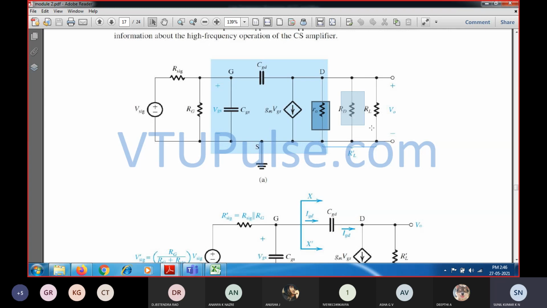Followed by that, at the output side, you'll be having two resistances. One is the drain resistance RD as well as the load resistance, which is connected at the output side. So that is about the circuit model. That is about the high frequency equivalent circuit model.